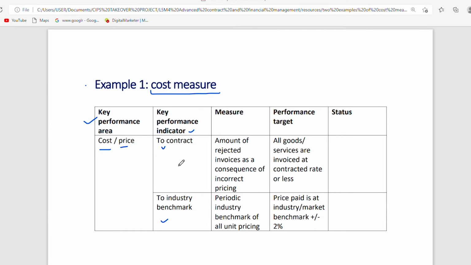And what exactly are we going to measure? In terms of the contract, you're going to measure the amount of rejected invoices as a consequence of incorrect pricing. So that will tell you something about the suppliers in this case. And the performance target: all goods or services are invoiced at the contracted rate or less. So this is the target. If this doesn't match, we look at the number of invoices that were not properly done as opposed to what you wanted, and then what's the status here? You put your status there. Is there improvement? Is everything okay?